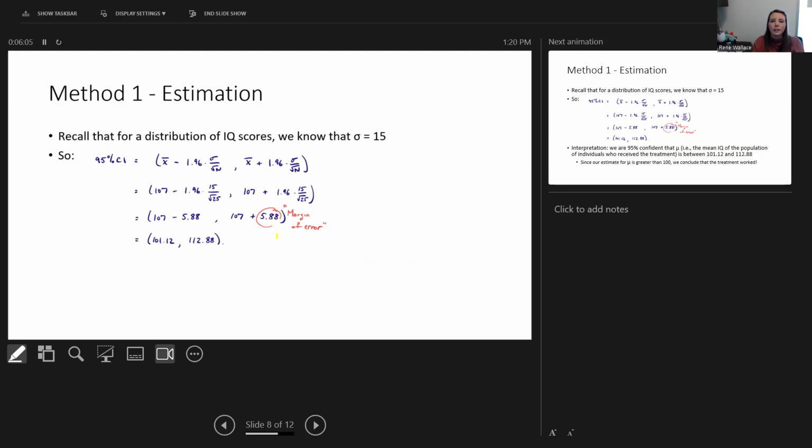If we put in all the numbers, which we have, we get 107 minus 5.88 on this side and 107 plus 5.88 on this side. It's really two separate equations. When we get the answers for each one of those, we get minus and we get plus, which gives us these two numbers right here, 101.12 and 112.88. So what does that mean? Well, these are our upper and lower limits.